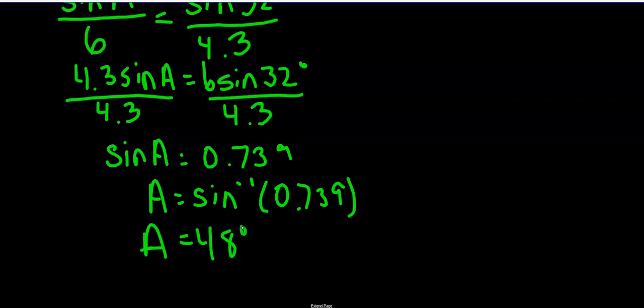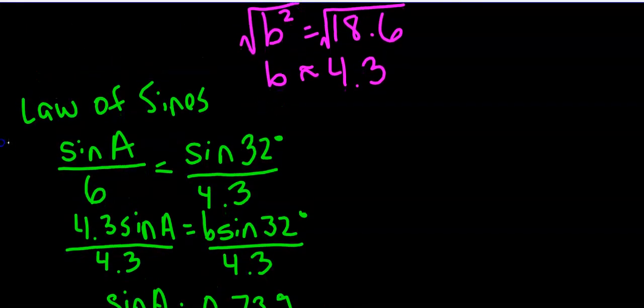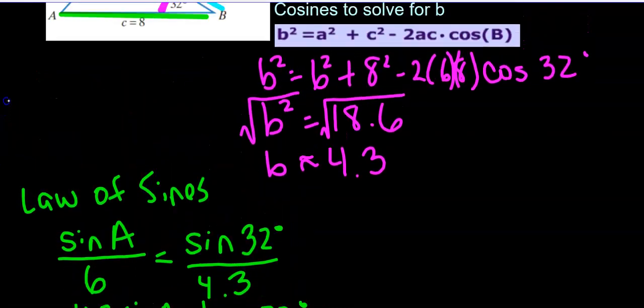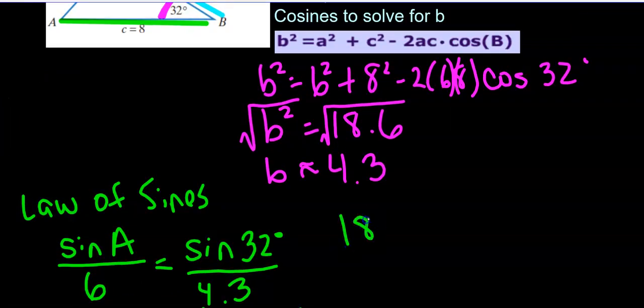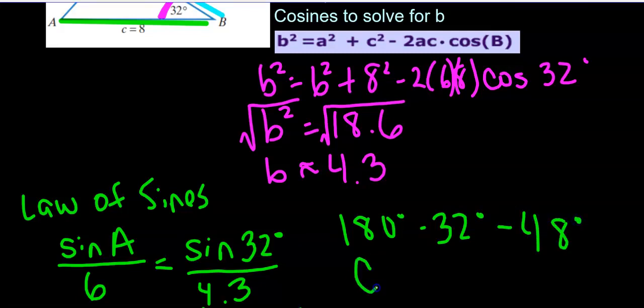So now how do we find angle C? Well, we just use the law that there are 180 degrees in a triangle. Subtract the 32 degrees from angle B, and the 48 degrees from angle A, and that would be the angle of C. So that's going to be 100 degrees. Now we have all the measurements we need from our triangle.